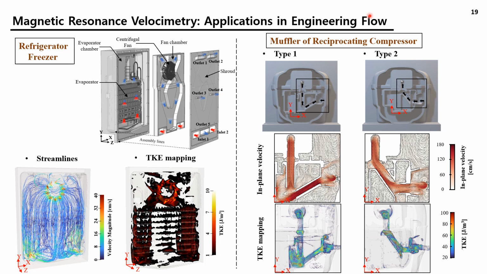And next, we applied MRV to study the flow inside the muffler of a reciprocating compressor. As you know, a muffler is used to reduce noise. However, when refrigerant passes through the muffler, it experiences additional pressure drop and heat exchange, which can affect the overall performance of a compressor. Therefore, understanding the flow characteristics inside the compressor is very important when designing a compressor, and MRV can do it.